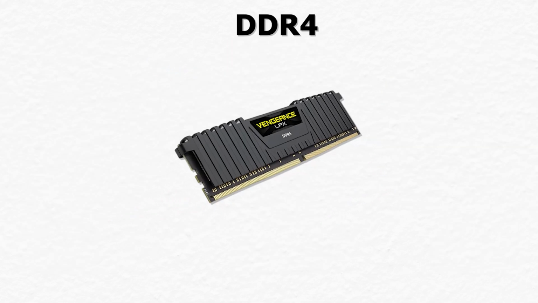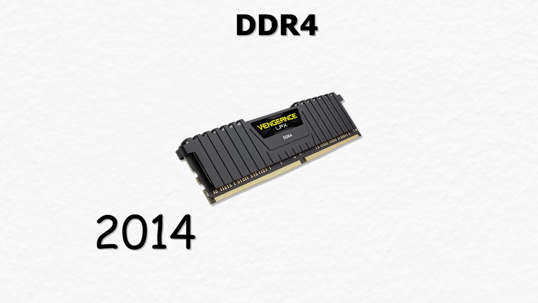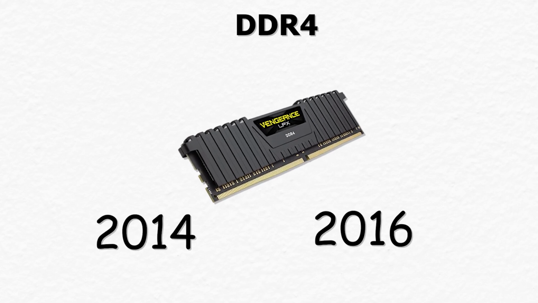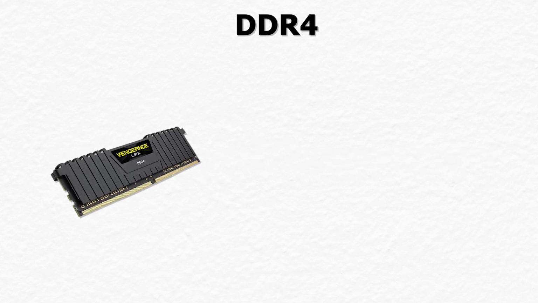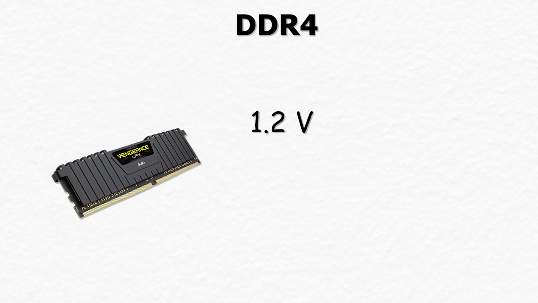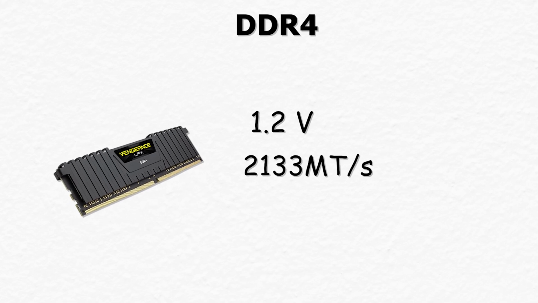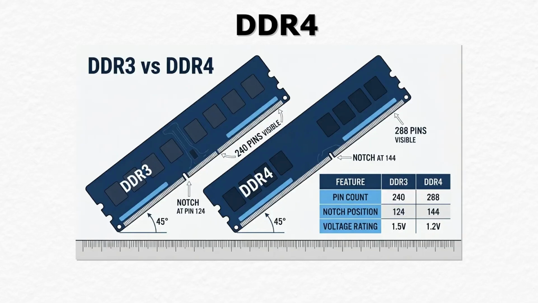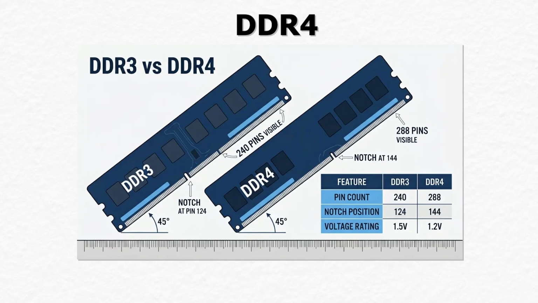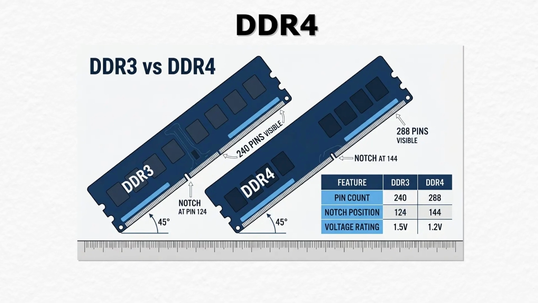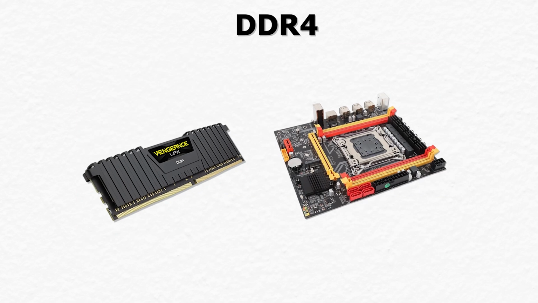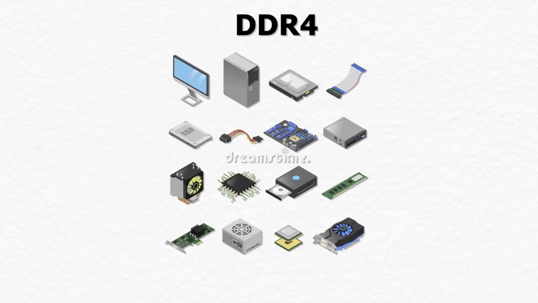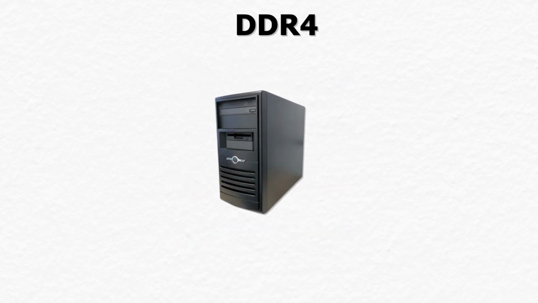DDR4. When DDR4 launched around 2014 and became widespread by 2016, it brought the most noticeable generational improvements in years. Voltage fell to 1.2 volts, and speeds started at 2133 megatransfers per second, with enthusiast kits eventually reaching well beyond 4000. The prefetch architecture changed again, and the modules themselves gained a new physical key position, meaning DDR4 sticks cannot fit into DDR3 slots. This was intentional to prevent incompatible hardware from being forced together.